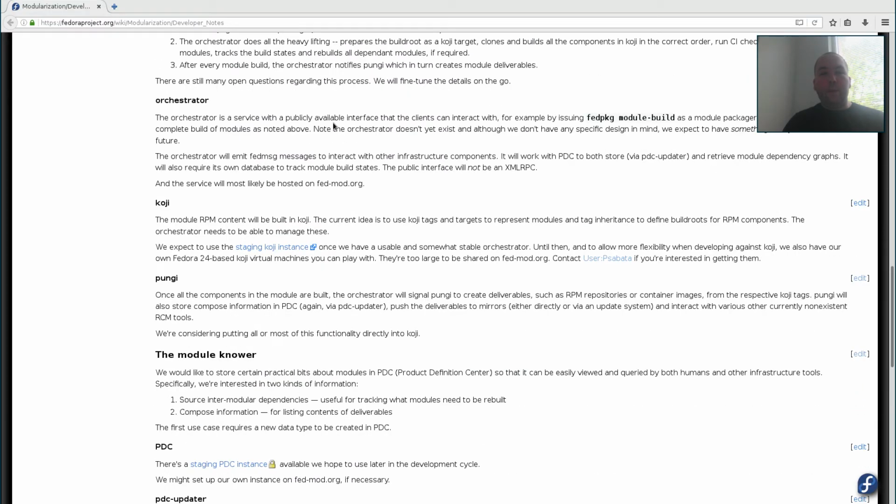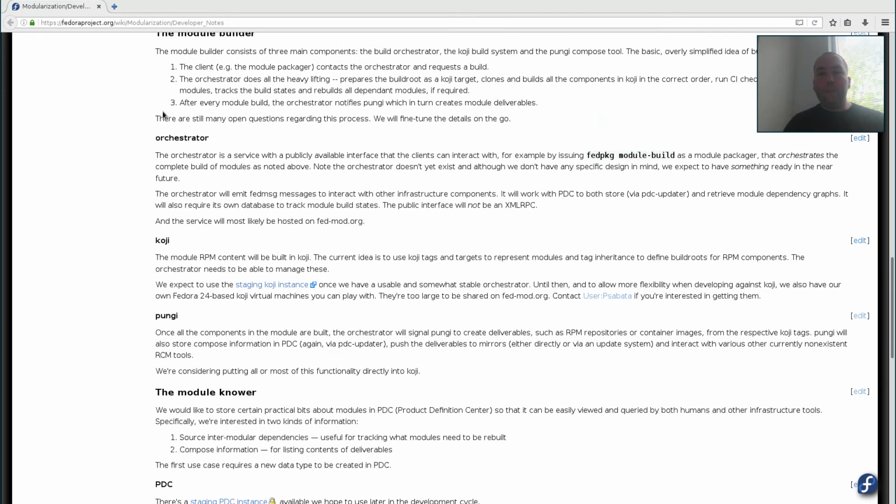In the next sprint, we actually plan to focus on the orchestrator bit to make the module build happen, and we will see where it gets us.